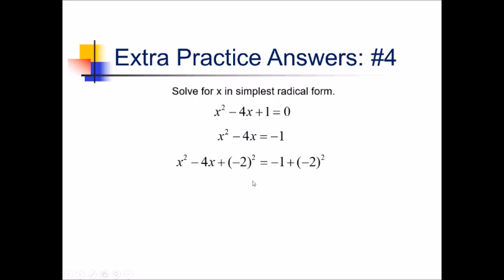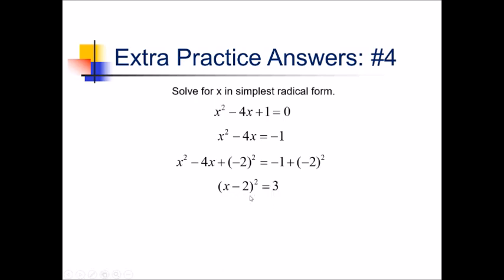And now on the left side, since I've done that, I've completed the square. So I can factor the left side now into x minus 2 quantity squared. On the right side, this is negative 1 plus 4, which is 3.